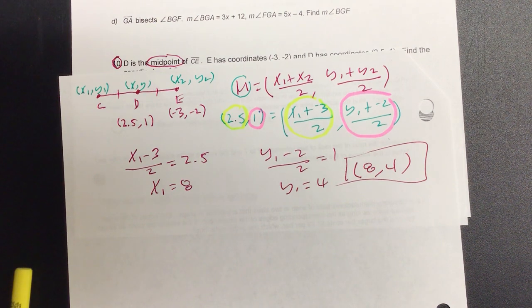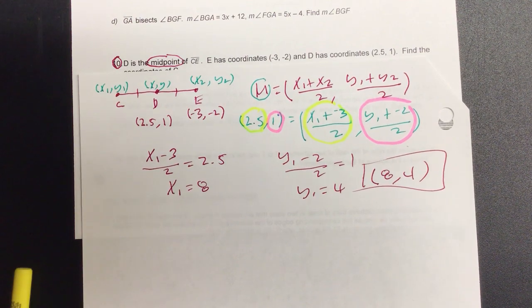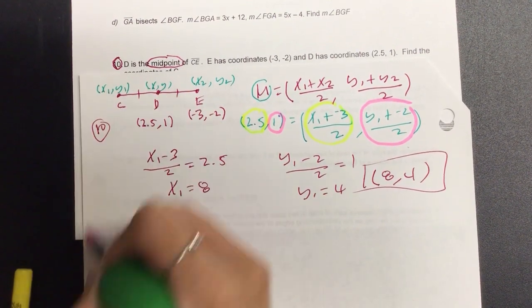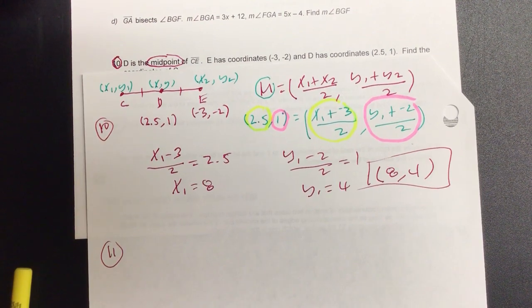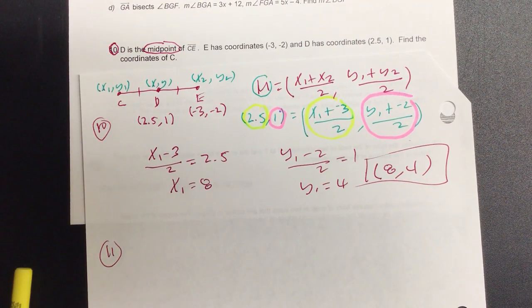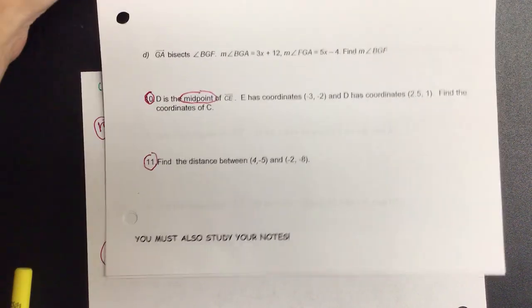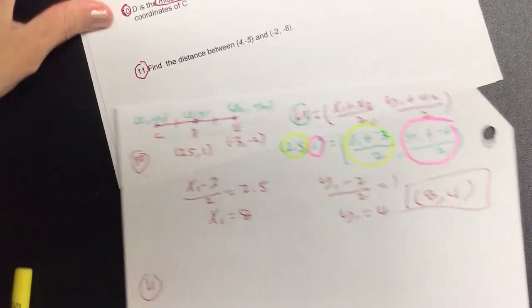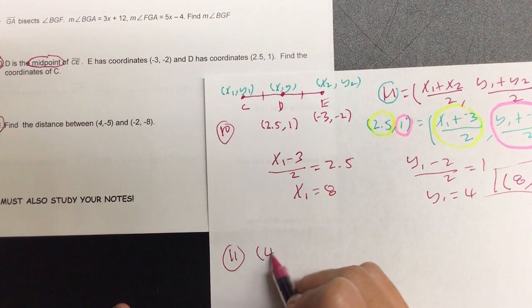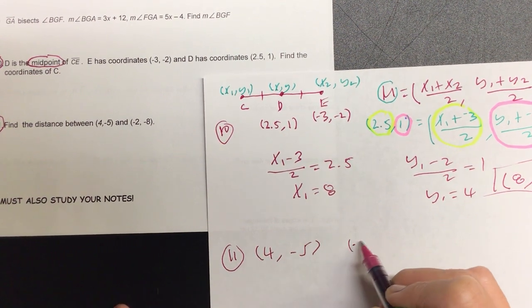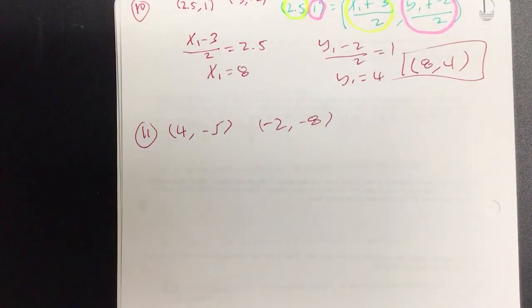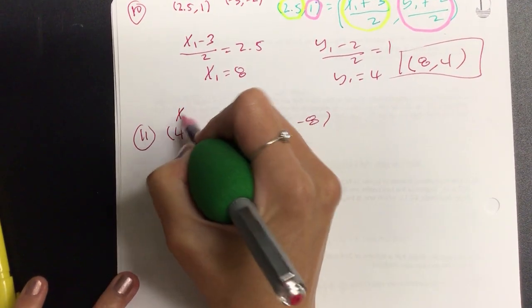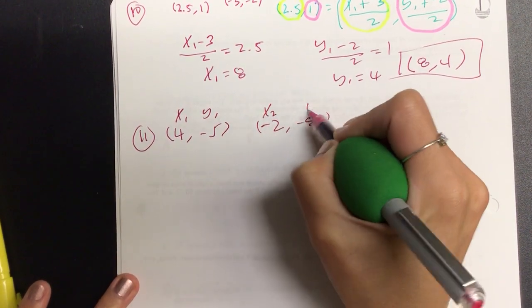All right. The next one is our distance, and I think I'm going to just kind of carry on with this. So this is number 10. That's number 11. All right, Ethan, let's read number 11, please. Find the distance between 4, -5, and -2, -8. Okay, I'm going to write out the 2 points. So it was 4, -5, since we have to label them. -2, -8. Boom. So the first one is x1 and y1, x2 and y2.